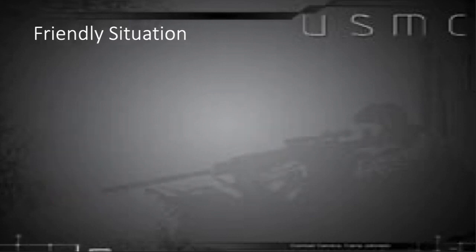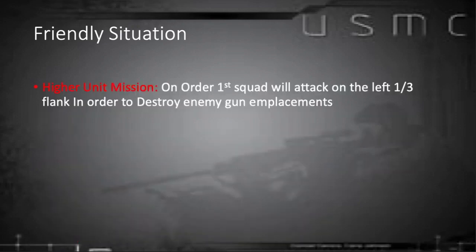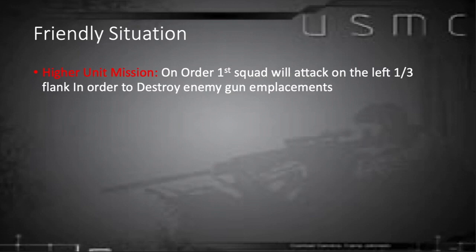All right, so the second part of this paragraph is friendly situation. Friendly situation is information about friendly units. Information in this subparagraph comes directly from higher's orders, okay? And it's using the acronym HAS A. So the first one is higher unit mission. The mission of the next higher unit for a squad leader, this would come from the platoon commander.